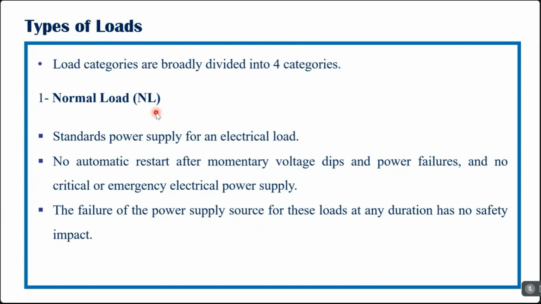Normal load requires a standard power supply for any electrical load. There is no requirement for automatic restart after a voltage drop or power failure. No critical or emergency power supply is required in this type of load. When it's closed, it's okay. It will not hamper the process or safety or shutdown of the plant. The failure of the power supply to these normal loads at any duration has no safety impact. So if suddenly due to any failure or a dip in the voltage these normal supplies go out, there will be no impact on the safety of the plant.